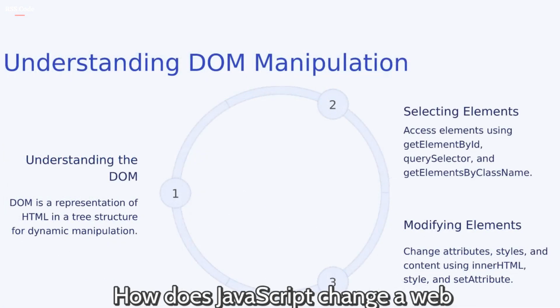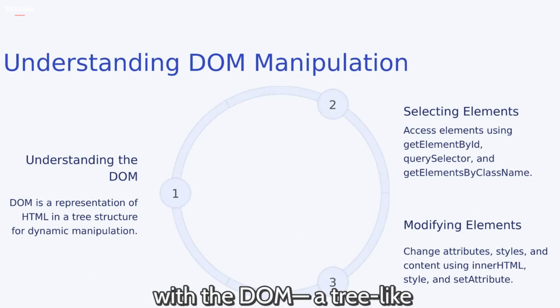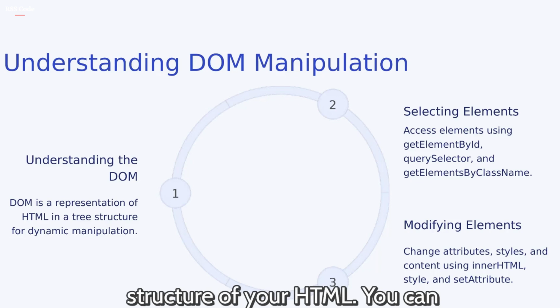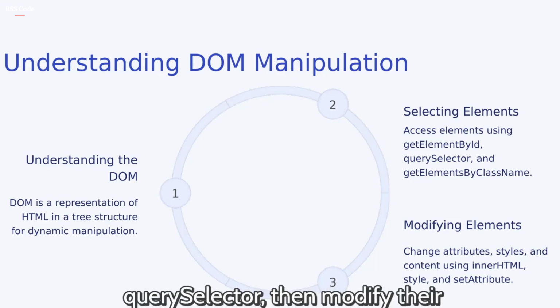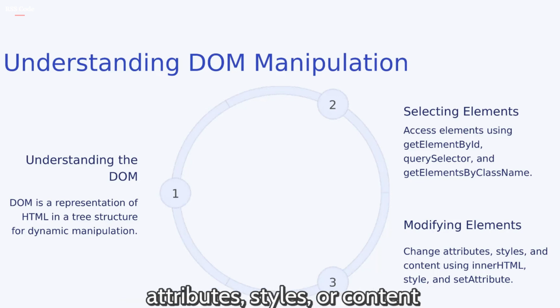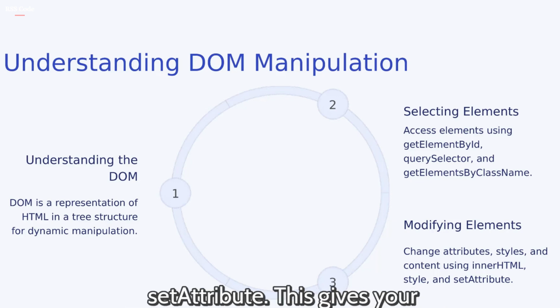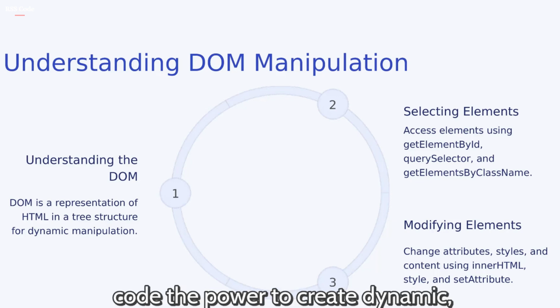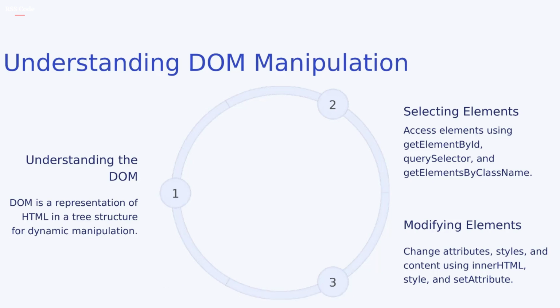How does JavaScript change a web page on the fly? It all starts with the DOM, a tree-like structure of your HTML. You can select elements using methods like getElementById or querySelector, then modify their attributes, styles, or content with properties like innerHTML or setAttribute. This gives your code the power to create dynamic, interactive web experiences.